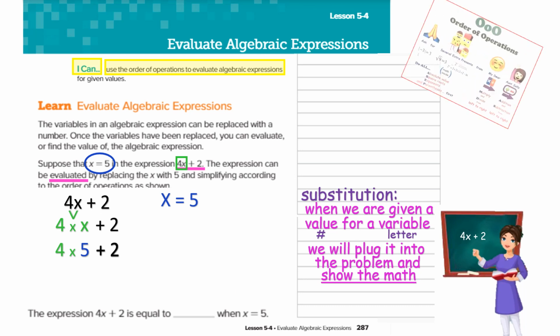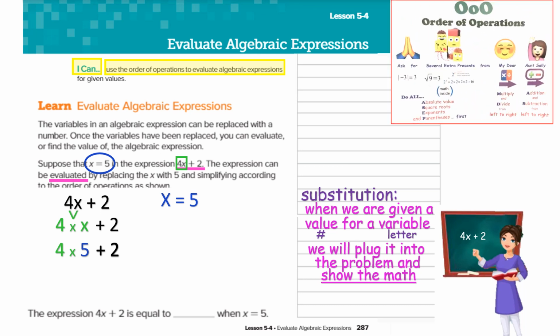How do I know what to do first? Well, I'm going to do my order of operations. I don't have any absolute values, square roots, exponents, or parentheses. Therefore, I have to do multiplication and division from left to right. On the left, I see that I have 4 times 5, and 4 times 5 is 20. And so I'm going to add 2 to it. And then 20 plus 2 tells me that it's 22. So the way we would explain this is if I have the algebraic expression 4x plus 2, and I know that x is equal to 5, then the value of that expression is equal to 22.